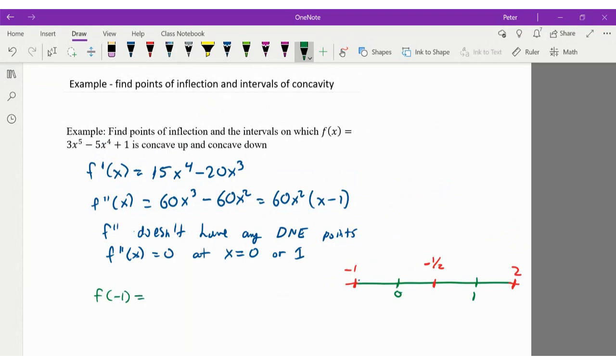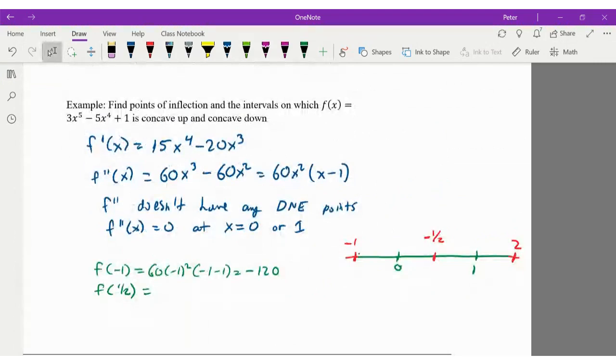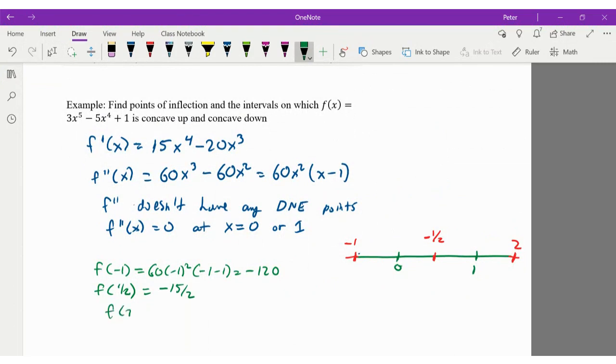F double prime of -1 is equal to 60 times -1 squared times -1 minus 1. So that comes out to 60 times -2, which is -120. F double prime of 1/2, I've already calculated these in advance. I know you could plug in numbers. So this is actually going to be -15 over 2. And f double prime of 2 is equal to 240.